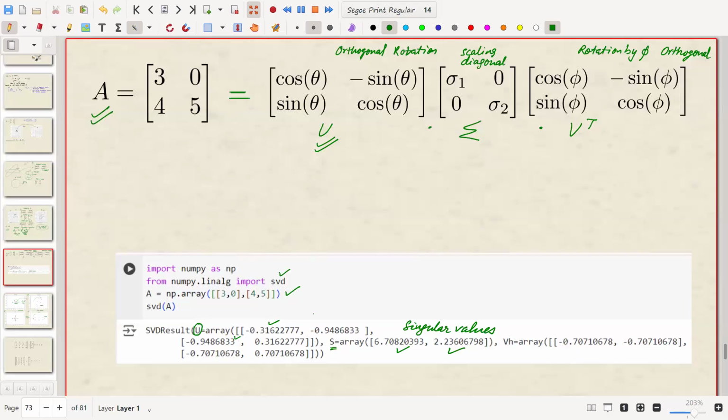It also gives you the V transpose array, VH, composed of these elements. This is again an orthogonal matrix, a rotation. Check again, this will be orthogonal for you. The dot product again will be 0. So when you do SVD of A, Python gives you all these matrices: U, sigma, and V transpose.